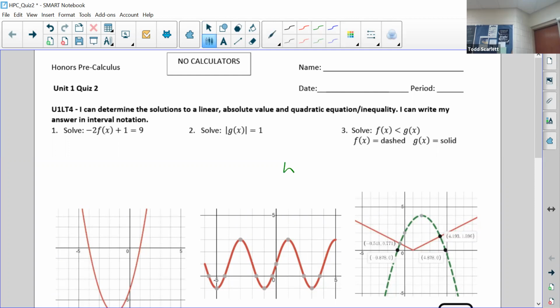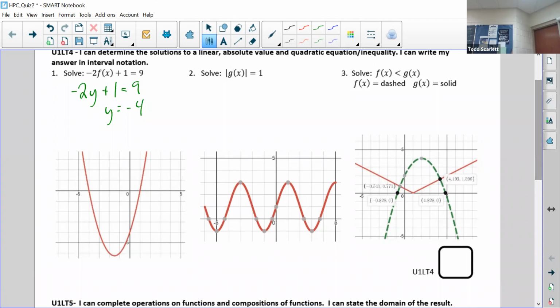Okay, hello everybody. So here are the solutions to quiz number 2. Number 1, 2, and 3, you're solving for x. So you're always telling me what x equals. And the key thing here to remember is that f of x equals y. So for number 1, this is -2 times y plus 1 equals 9, which is the same thing as saying that y has to equal -4. So for number 1, I'm looking for x values that produce the y value of -4.